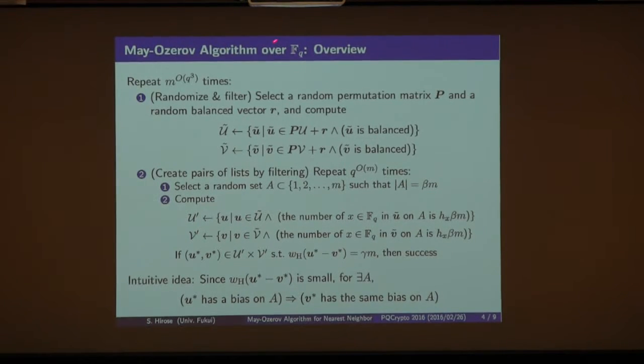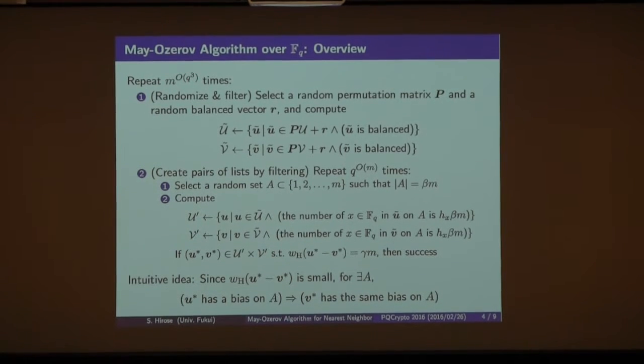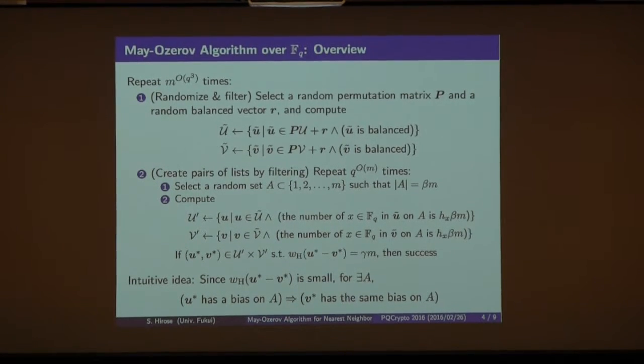And May and Ozerov designed the nearest neighbor algorithm to be used for the search step. And the algorithm is originally described in GF(2), so we generalize the algorithm over any finite field, and then we apply the extended algorithm to the Stern information set decoding algorithm. And we observe that the Stern algorithm with May-Ozerov is more efficient than the original Stern only over GF(2).